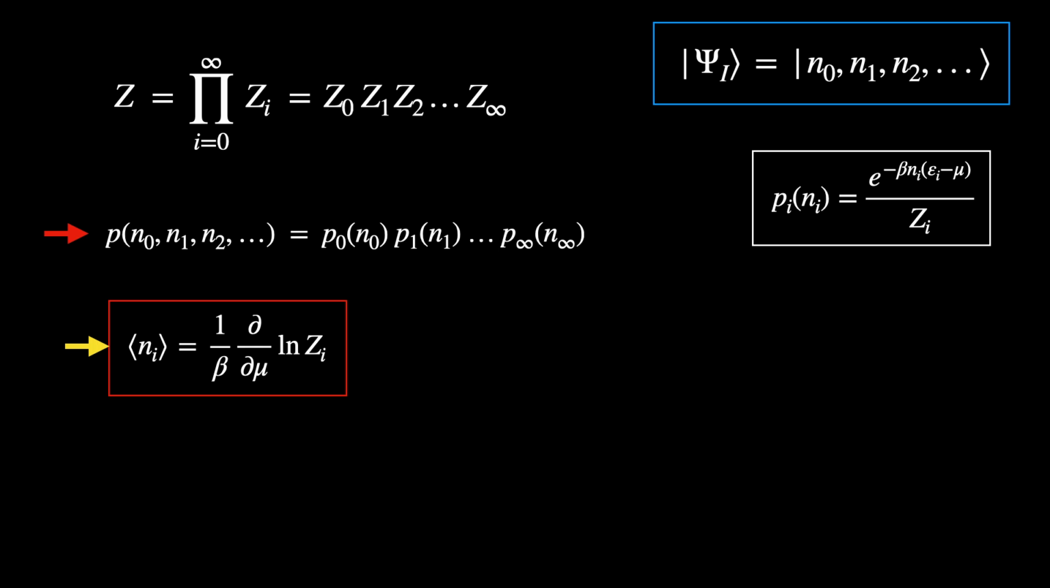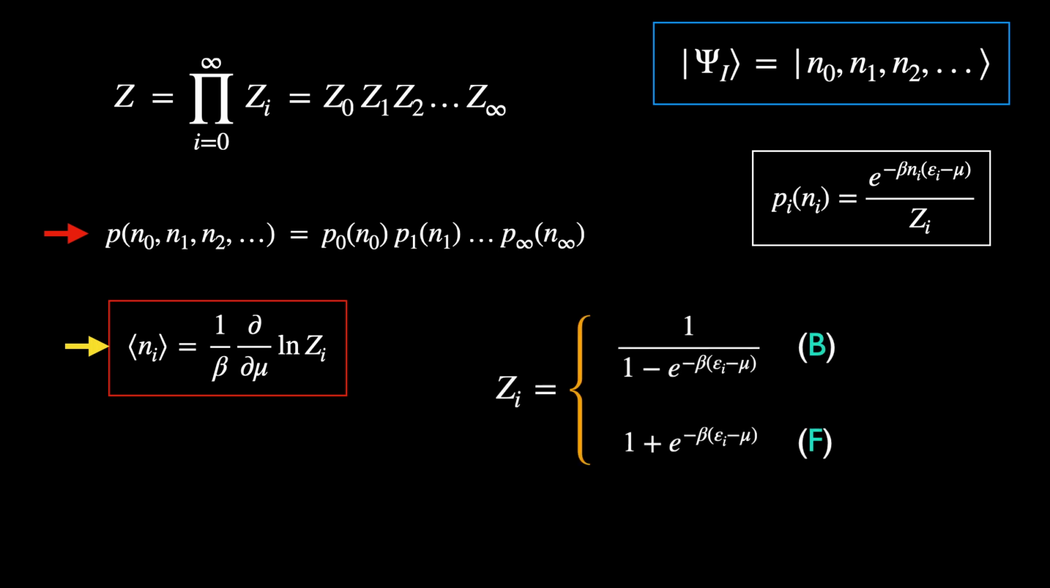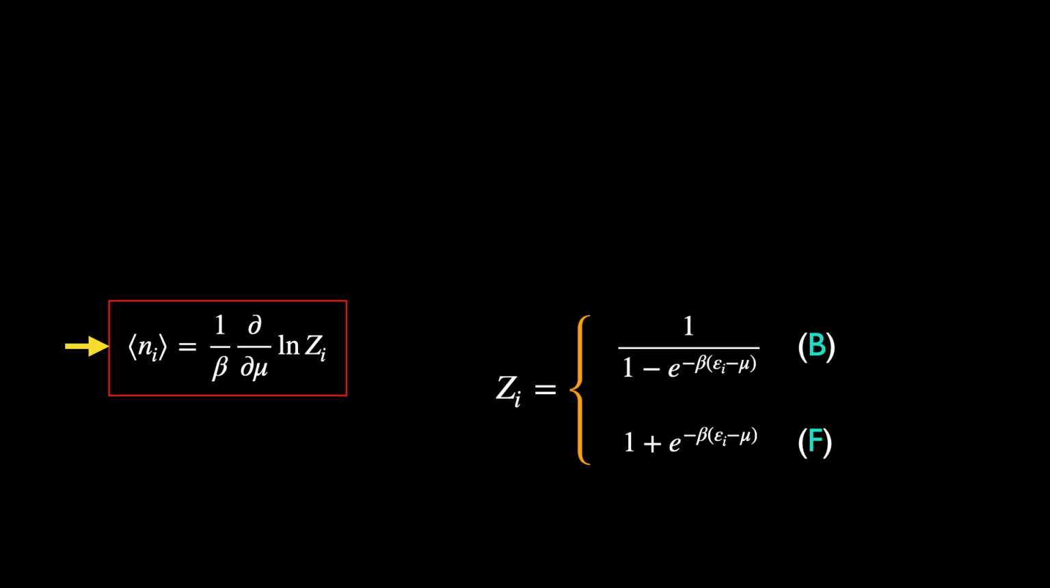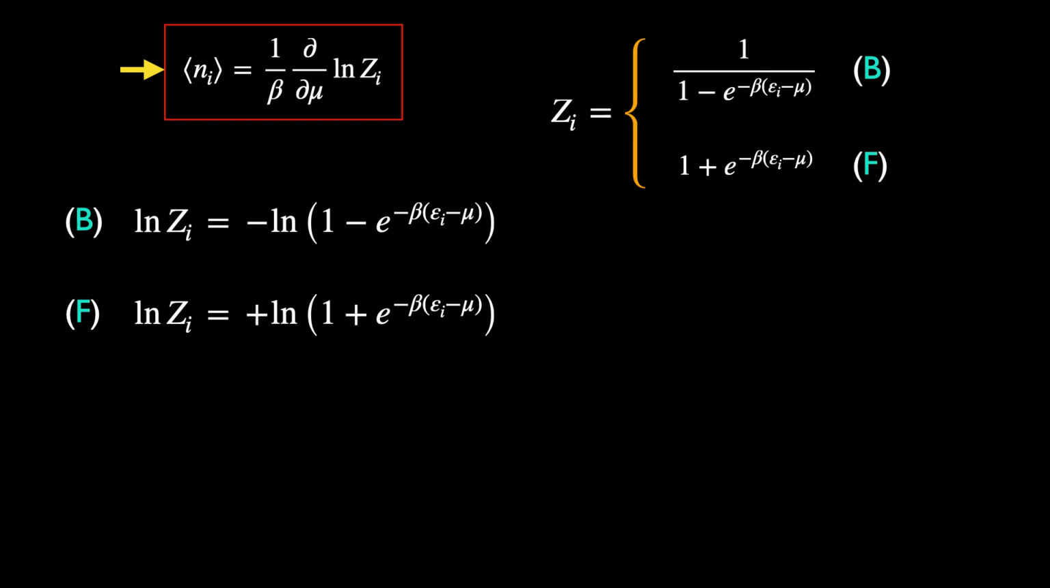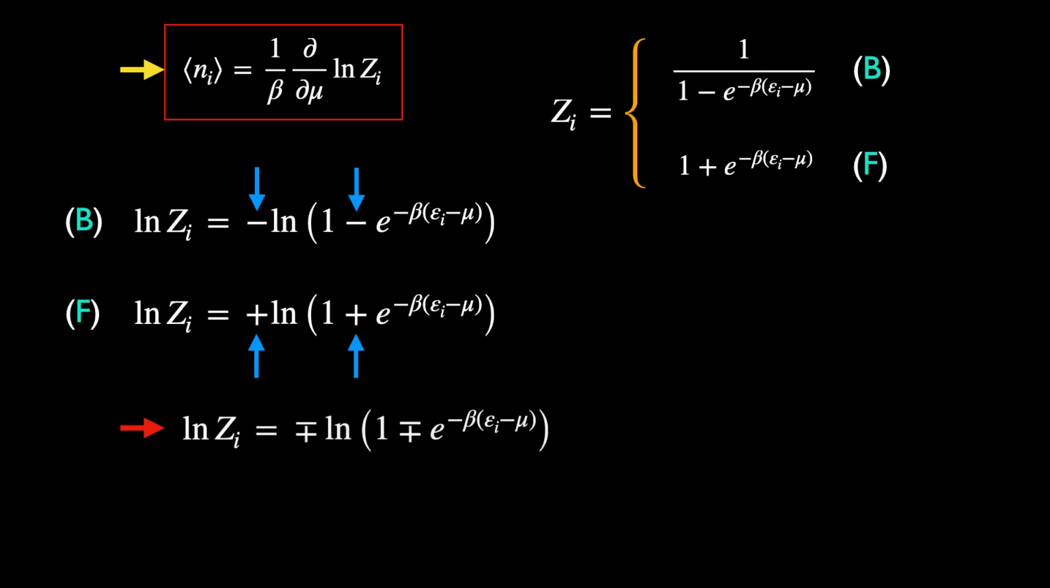Now we can plug in our result for Zi from earlier. Log Zi for bosons, and for fermions. As we can see, the two cases differ simply by some signs, and can easily be combined into a single expression. The upper sign is the boson case, and the lower sign, fermion.